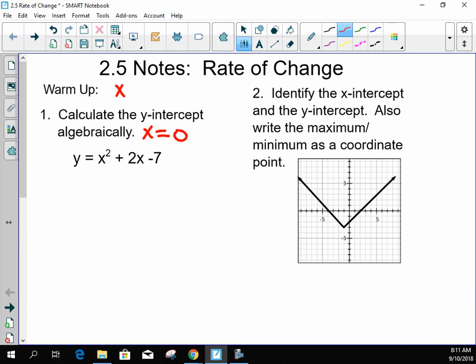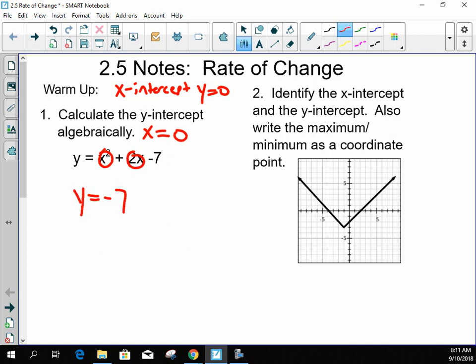If I wanted the x-intercept, how do I calculate that algebraically? Make y 0. Guys, you have to memorize this stuff. X-intercept, y equals 0. Y-intercept, x equals 0. It's the opposite. If I want to know the x, I make the y 0. If I want to know the y, I make the x 0. So this becomes 0, this becomes 0.